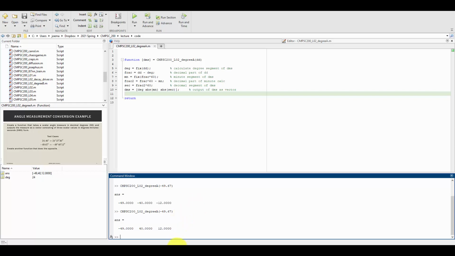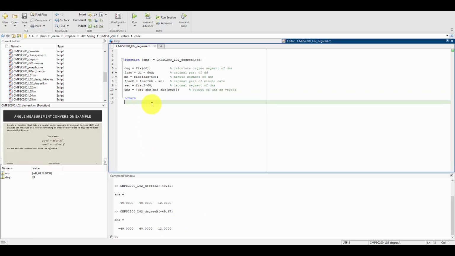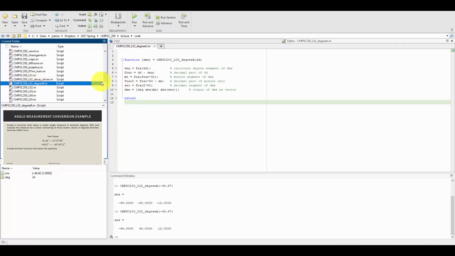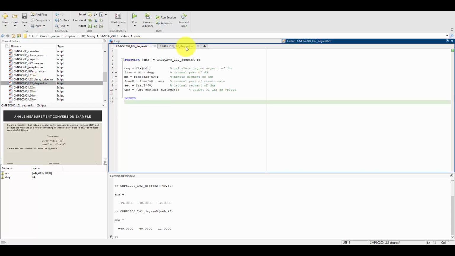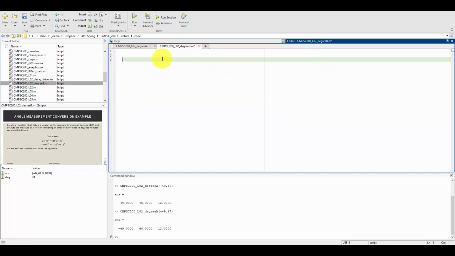Okay, so the first part is done, and actually I think this is going to be the harder function to do. Let's look at the second function. So we want to go in the opposite direction. So my other function, my output will be decimal degrees, and this one will be called comp sci 200 L02 degree B. And this will take in DMS.